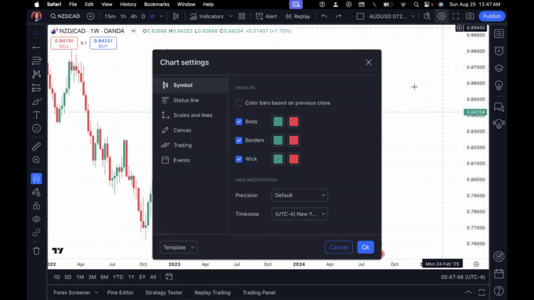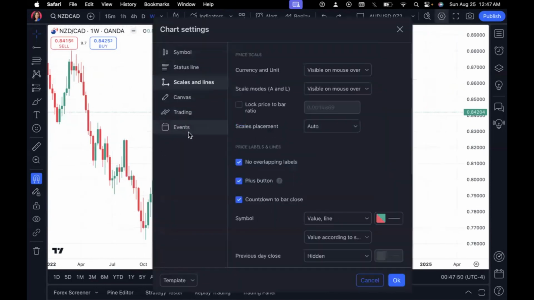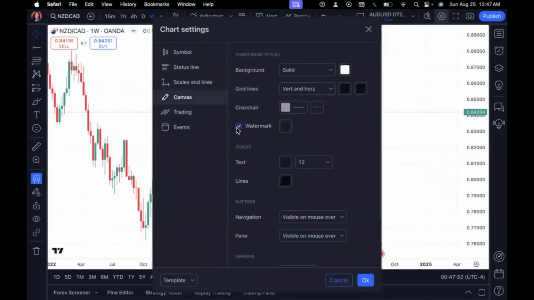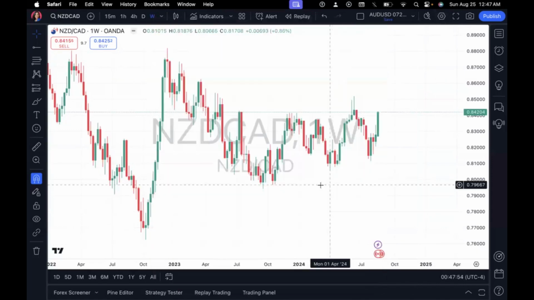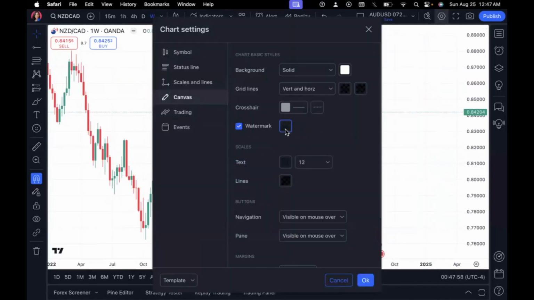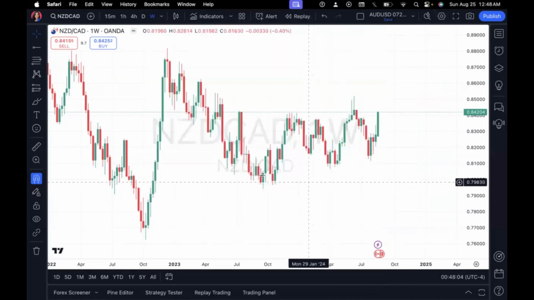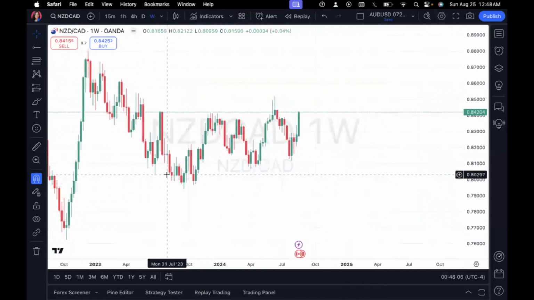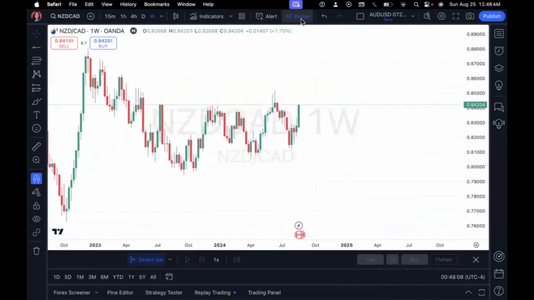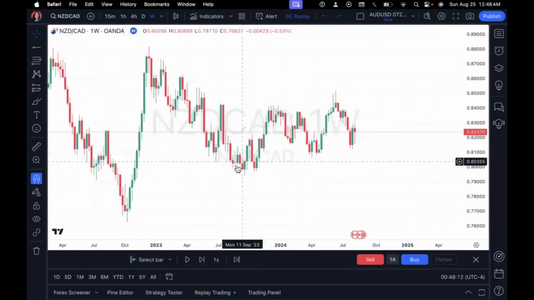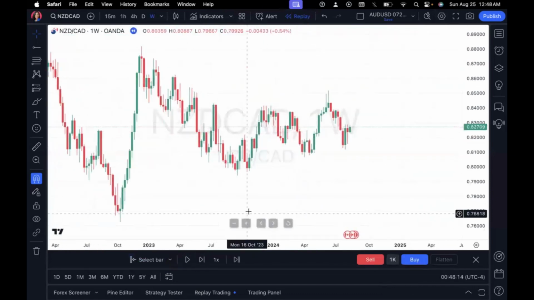And the first thing I'm going to do is go to my settings and make sure that my watermark is on, right? Because I want to know that we're looking at NZD CAD. And let's just make it a little clear. All right, there we go. So let's just say we're going to go back to this candle from last week. And I'm just using the replay feature on TradingView.